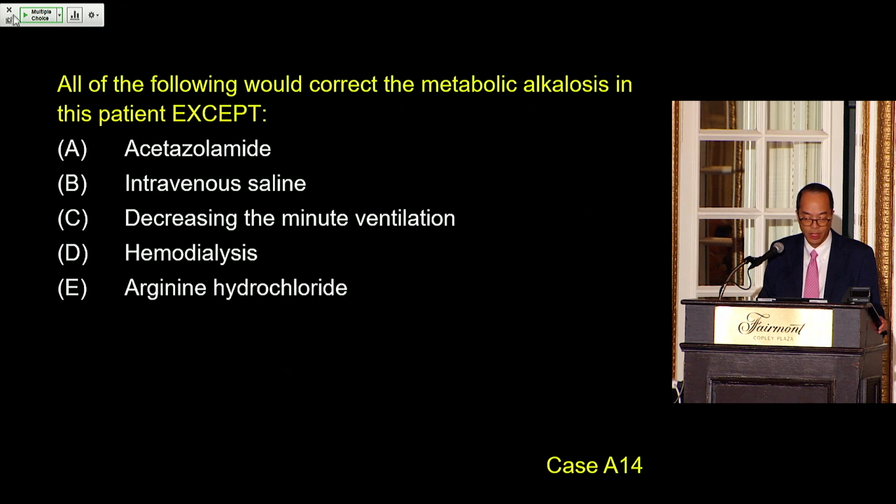41. All of the following would correct the metabolic alkalosis in this patient, except acetazolamide, IV saline, decreased minute ventilation, hemodialysis, arginine hydrochloride. This is kind of a trick question, so I apologize in advance.